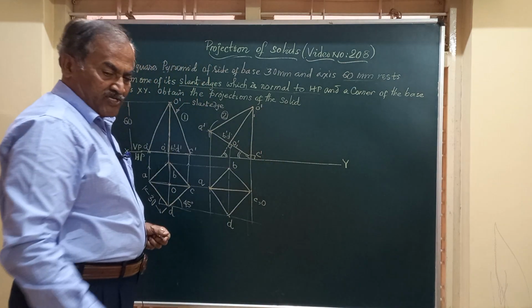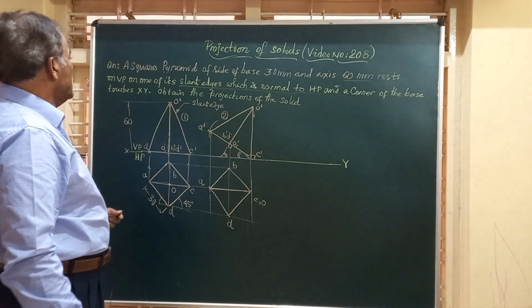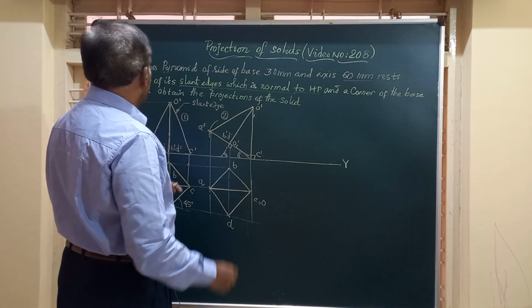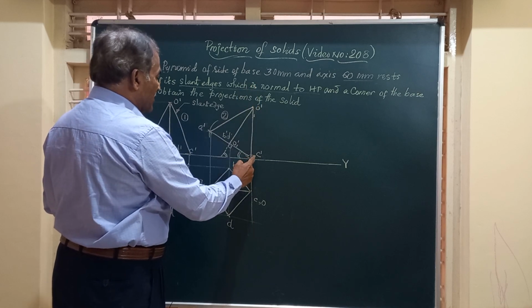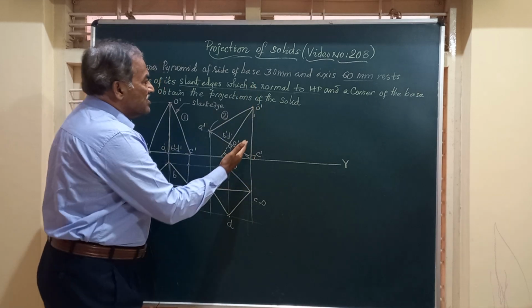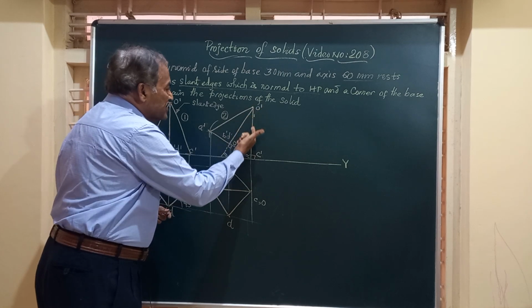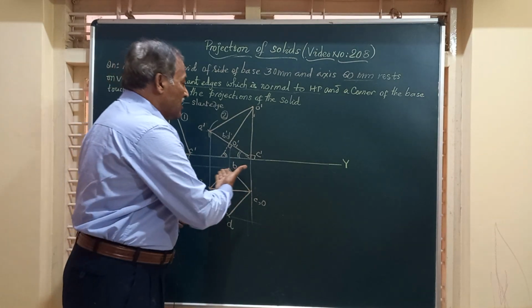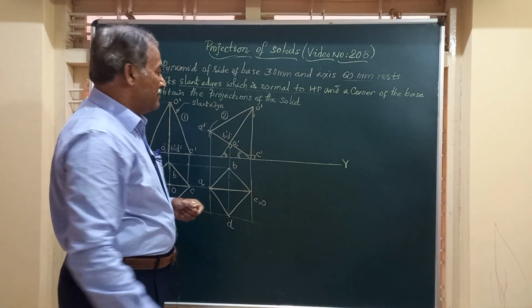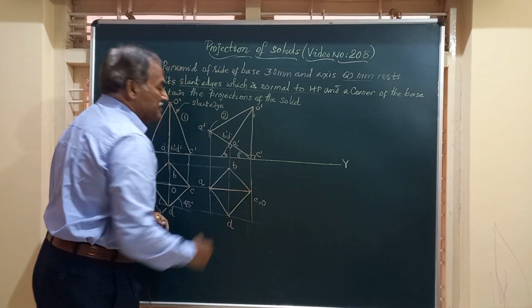Friends, after getting this, what is the part left over? Obtain the projections when the slant edge is vertical and one of the corners is touching. Friends, in the front view, O dash C dash represents the front view of the slant edge, which is perpendicular to XY. The top view is OC.